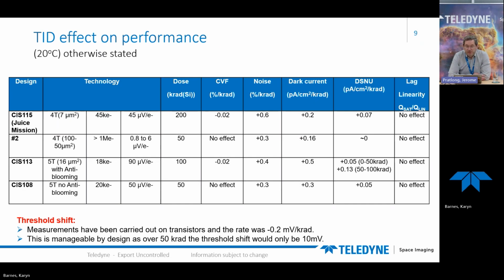This is a table of the results. We are going to go into more detail in the next slide, but from this slide, the takeaways are that lag, linearity, and full well capacity are not impacted by total ionization dose, and that the threshold shift is, as expected, small, at minus 0.2 millivolt per kilorad, which means that if we had an environment at 50 kilorad, the shift will be only 10 millivolt, which is easily mitigable via good design practice.